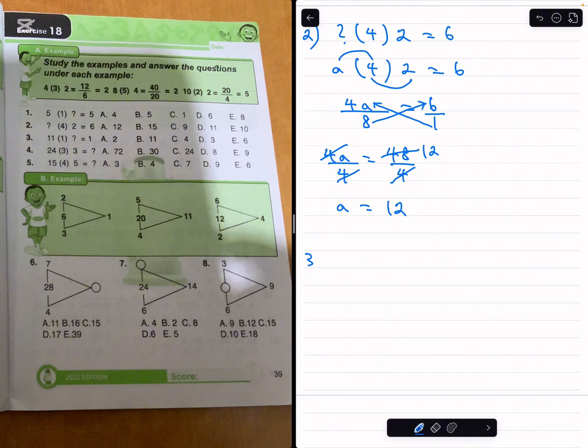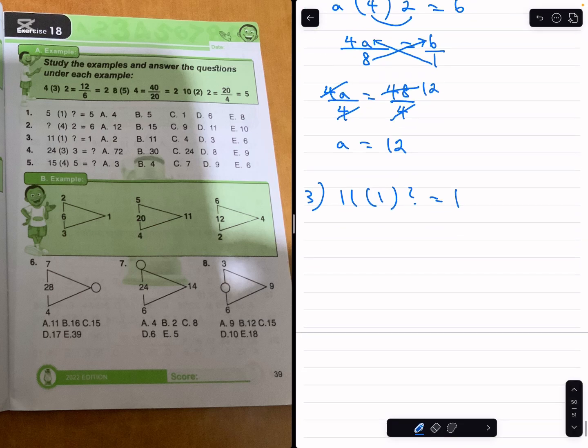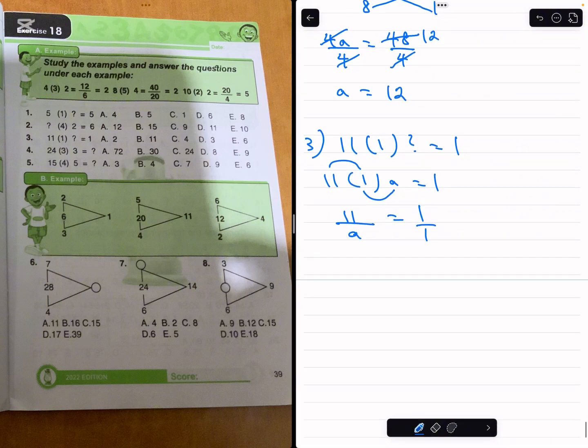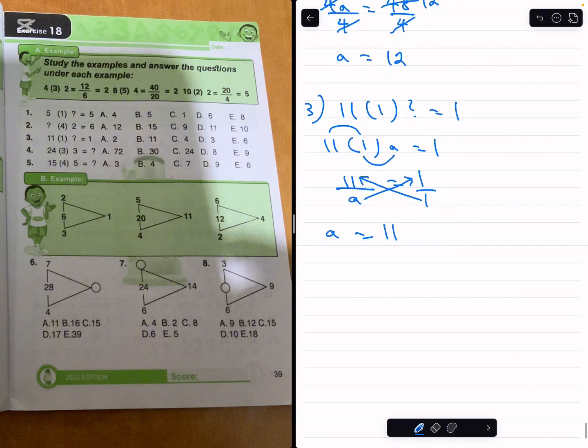Now to number 3. 11, 1 dash is equal to 1. Instead of the question mark, I'll write A. That means 11, 1A equals 1. And I know that 11 times 1 will give me the numerator, which is 11, divided by 1 times A will give me the denominator, which is A, equals 1. So now this is the same as 1 over 1. If you now do cross multiplication, A times 1, that's A, equals 1 times 11, which is 11. And that means A is equal to 11. That means the missing number is 11.